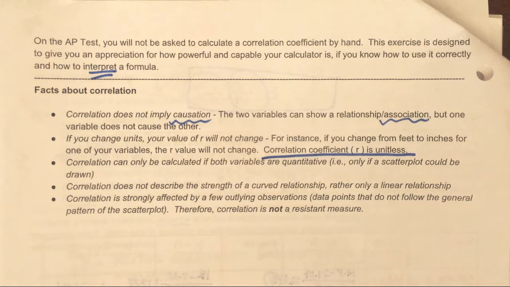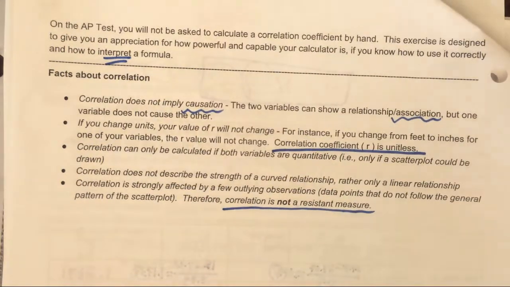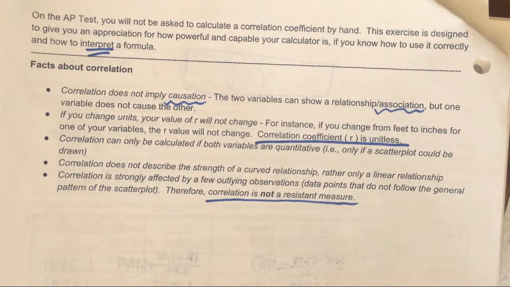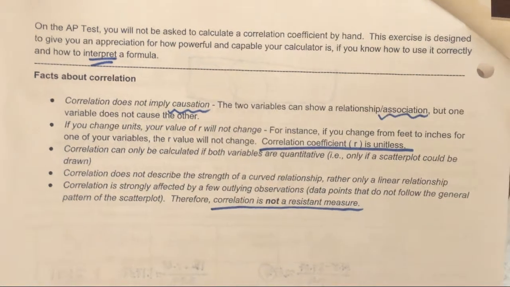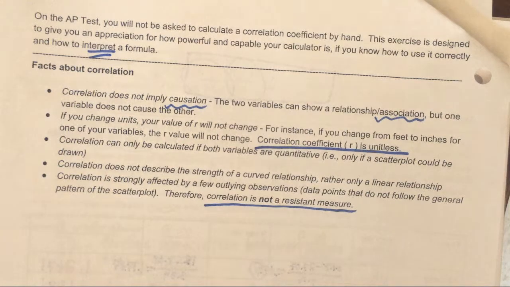Correlation is strongly affected by a few outlying observations. So if there are outliers, correlation is affected. What was that term we used when something was affected by an outlier? It's even on the screen. If something's affected by an outlier, it's not resistant. So correlation is not resistant. What else wasn't resistant? And those are not resistant because they're affected by outliers. Okay, so correlation's great, except if there's an outlier, everything's thrown off.